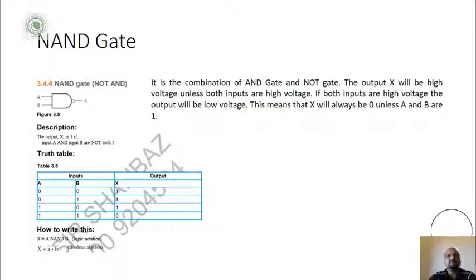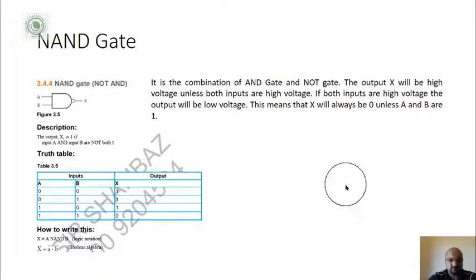Okay, that's fine. So it is a combination of two gates, the AND gate and the NOT gate. The output X will be high voltage unless both inputs are high voltage. If both inputs are high voltage, the output will be low voltage. That means output X will always be 0 unless A and B are high voltage, that is, 1. So now we discuss how it is high voltage and how it is low voltage.